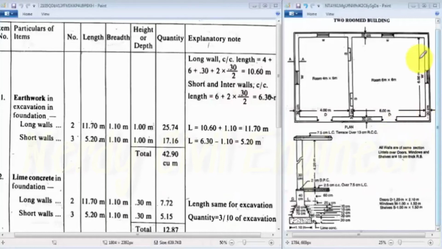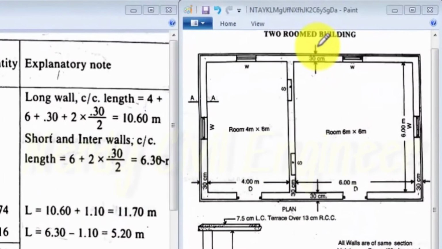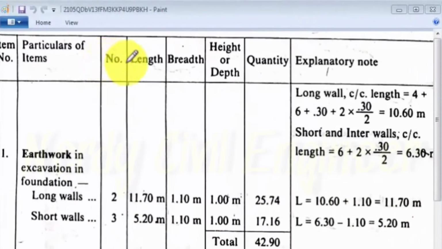Hello everyone. As you can see, this is a two-room building. Room sizes are about 4 meter by 6 meter and 6 meter by 6 meter. And this is a table format for the detail estimate. Here you can see the item numbers, particulars of items, number of long walls and short walls, length, breadth, and height, quantity, and explanatory note.